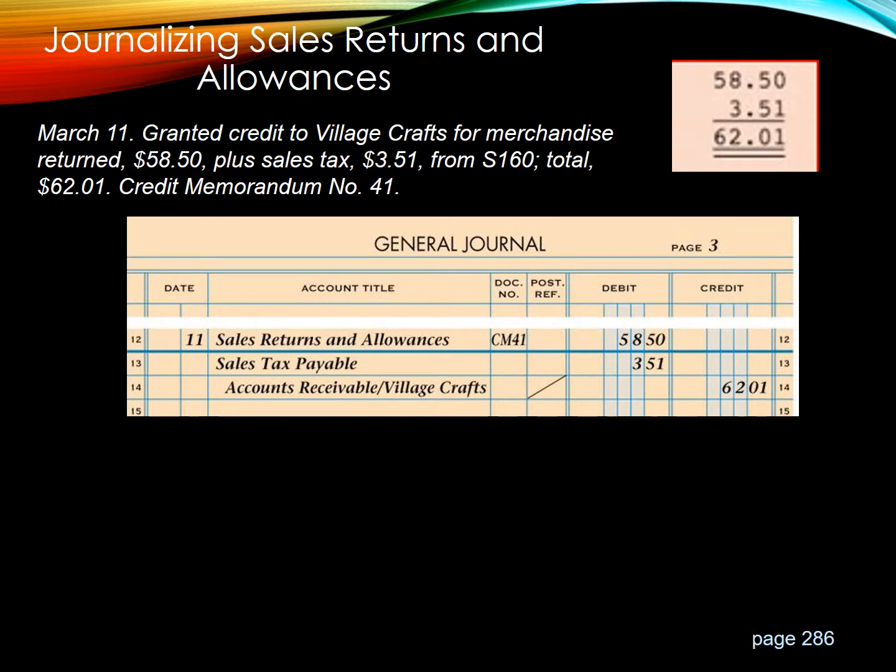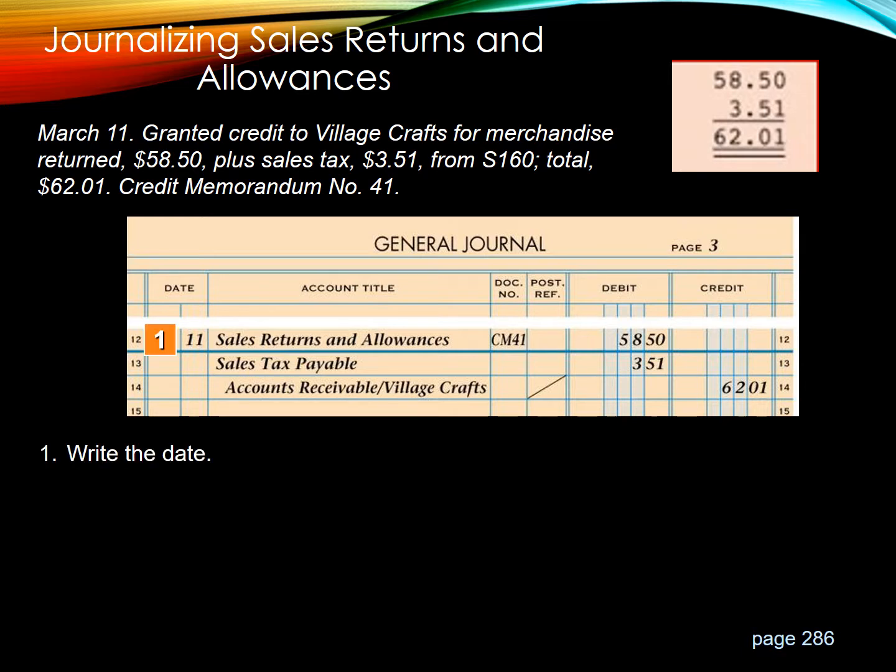We will record this entry in the general journal because it is a credit memo. We will debit sales returns and allowances for $58.50. We will also debit sales tax payable for $3.51 since we are returning back to the customer the sales tax that we charged. We will credit our accounts receivable / Village Crafts, put a slash in the post reference column, and we will add up the sales returns and allowances and the sales tax payable, and that will be our total for accounts receivable, $62.01.